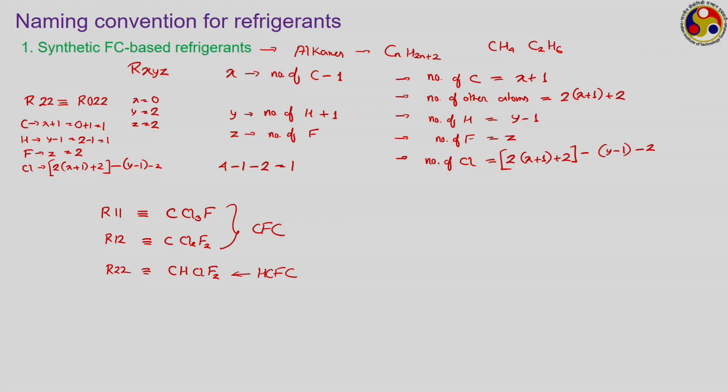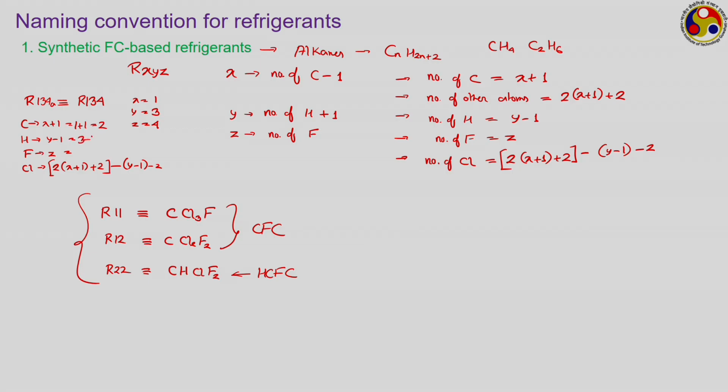We take another very common example, R134a. Here let us just write it as R134. So x equal to 1, y equal to 3, z equal to 4. First let us calculate the number of carbon. x is equal to 1, so it is 1 plus 1 equal to 2. So there are 2 carbons, so it is ethane based. The previous 3 examples that we talked about, R11, R12 and R22, are all methane based, whereas R134a has 2 carbons in its molecular structure, so it is an ethane based one.